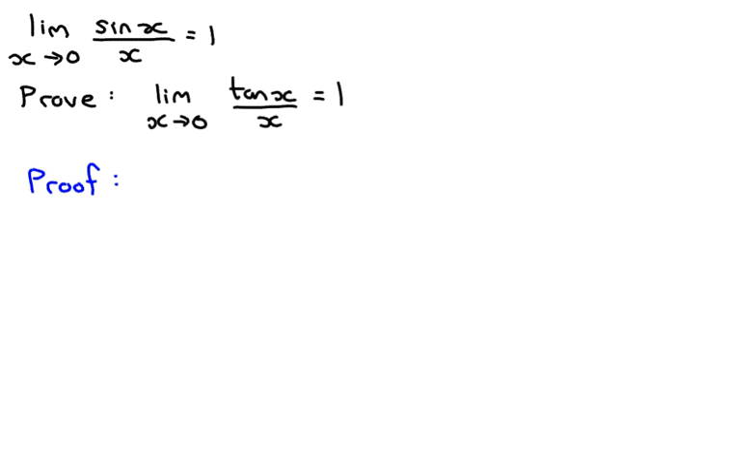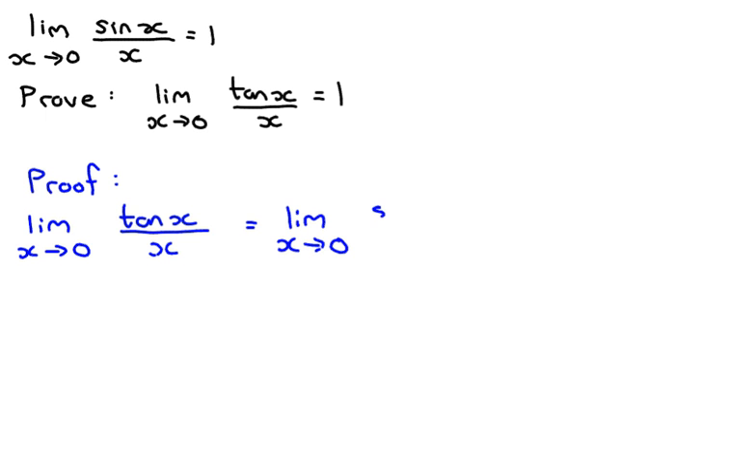Alright, so let's start with our left-hand side. Our left-hand side, we have the limit as x tends towards 0 of tan x over x. Now that is equal to the limit as x tends towards 0, and now I'm just going to replace tan of x with sine x over cos x, and I'm dividing all of that by x.